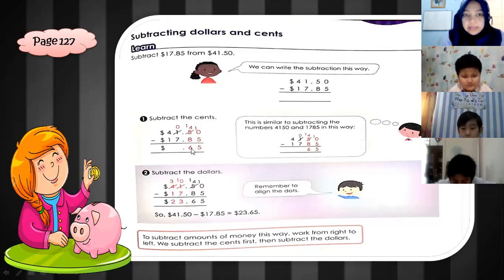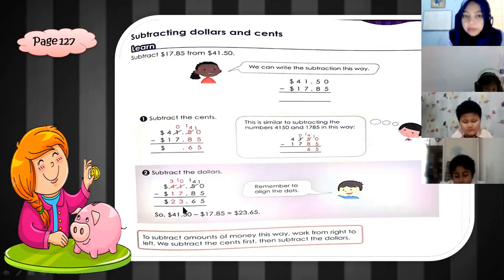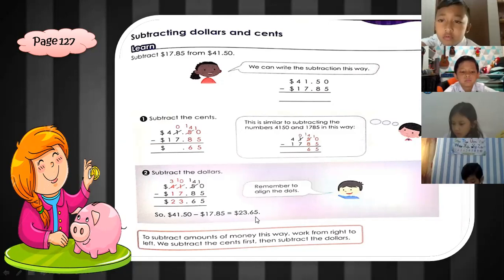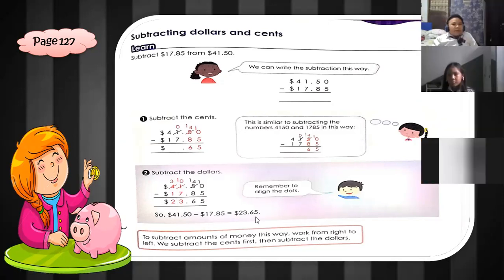After that, zero minus seven. Can you minus zero with seven? No. So you must borrow from four. Four becomes three, zero becomes ten. Ten minus seven equals three. Three minus one equals two. So the total answer is $23.65. Very good, Rofa.